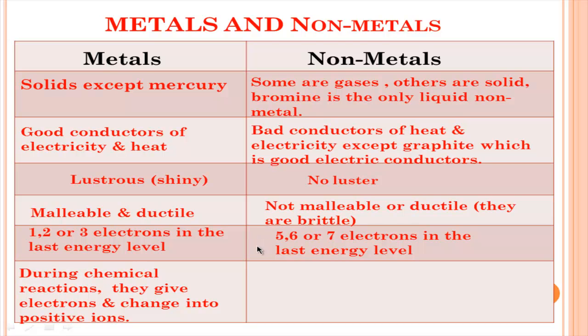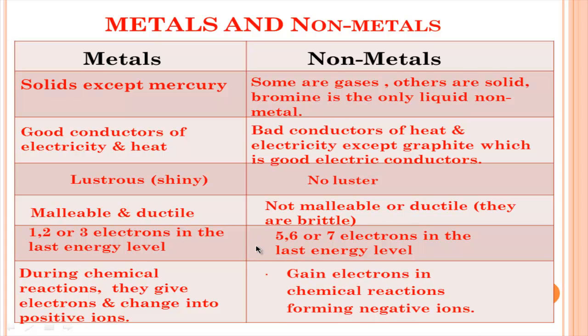What about the behavior of metals during the chemical reaction? As we know, metals during chemical reaction tend to give or lose their electrons to change into positive ions, while non-metals tend to gain 1 or more electrons during the chemical reaction, forming negative ions.